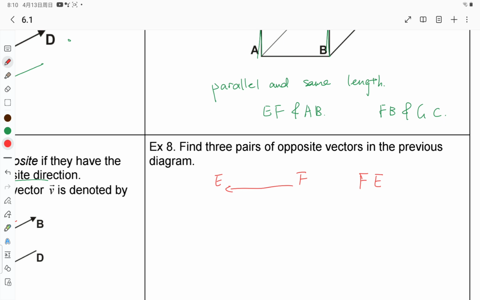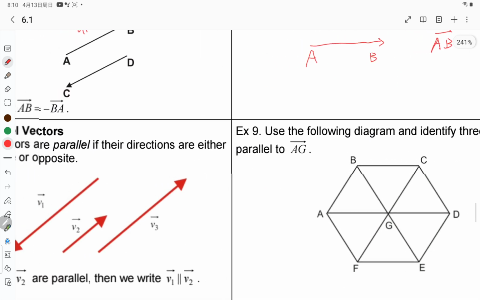So if it is, starting from F, the ending point is E, FE, right? And then AB. I don't know why we are spending time on this. This should be direct.